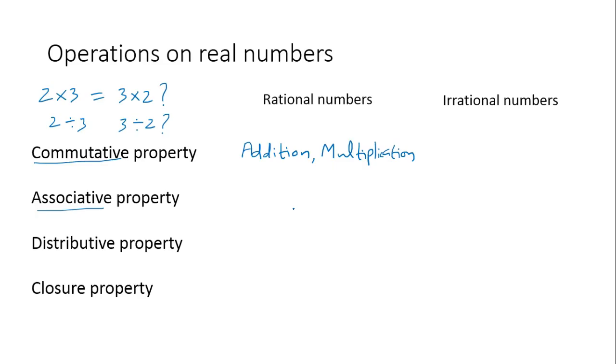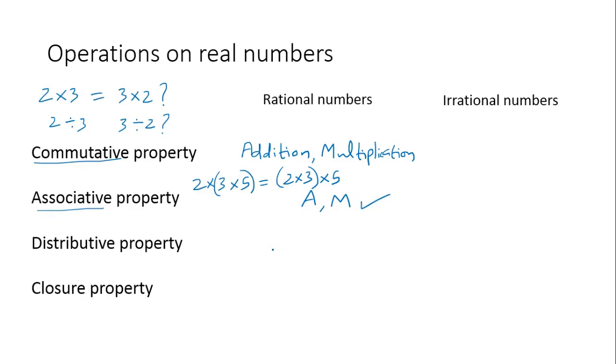We also have associative property for addition and multiplication. So by associative property you mean is 2 into 3 into 5 the same as 2 into 3 times 5. So this is associative property for multiplication. Similarly, if you replace the multiplication signs by addition signs, you get the associative property for addition. So we have seen in smaller classes that associative property is true for addition and multiplication of rational numbers.